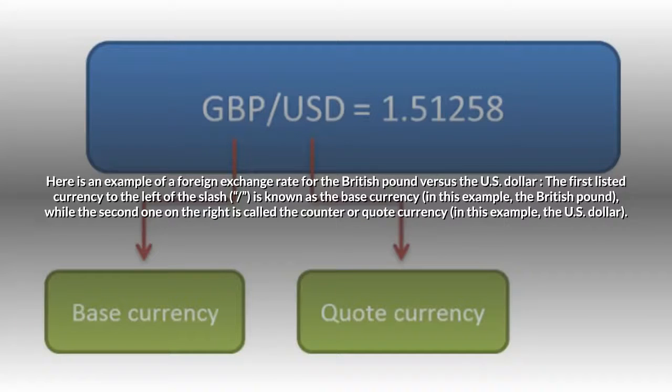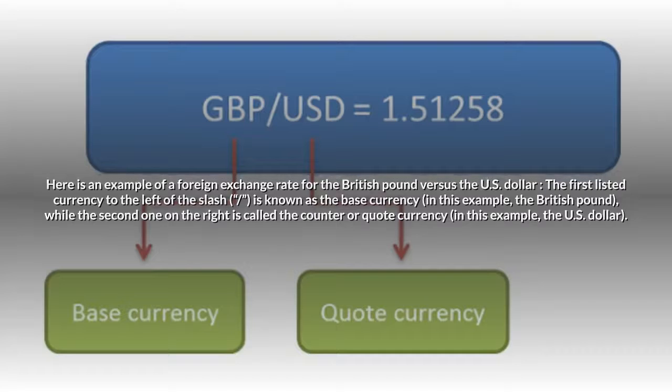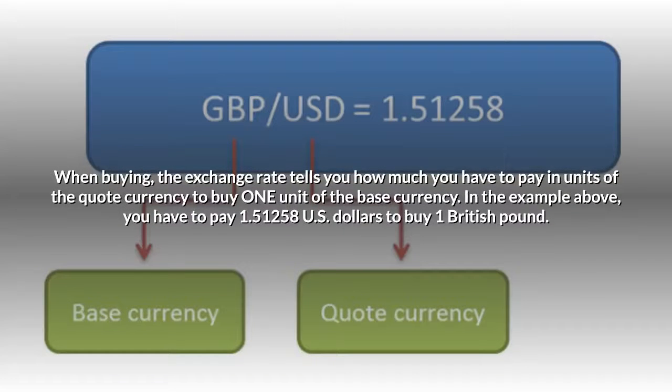The first listed currency to the left of the slash is known as the base currency, in this example, the British pound, while the second one on the right is called the counter or quote currency, in this example, the US dollar. When buying, the exchange rate tells you how much you have to pay in units of the quote currency to buy 1 unit of the base currency. In the example above, you have to pay 1.51258 US dollars to buy 1 British pound.